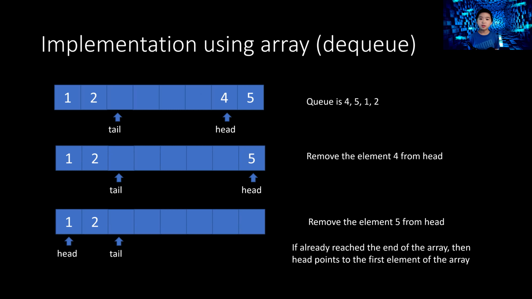DQ is implemented similarly. Instead of updating the tail index, we update the head index. Let's assume we have a queue in this state, where the tail already wrapped around, so this queue is 4, 5, 1, 2, in that order, and 4 is the front element where the head index is pointing to. Now we call DQ once. It will remove the number 4 and move the head index one step to the right. Like the NQ trick, if the head index is already pointing to the end of the array, then it will wrap around and start from the beginning again.